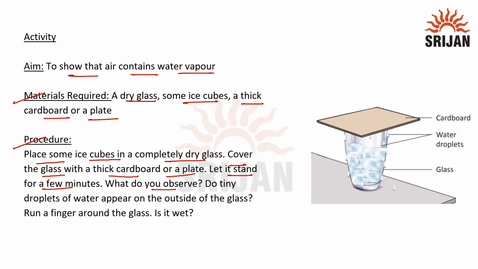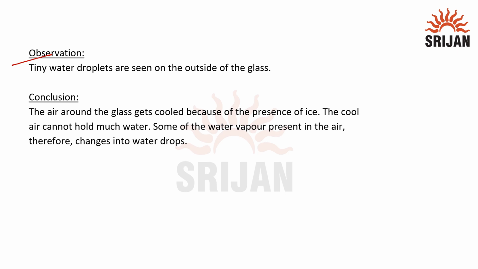What do you observe? Do tiny droplets of water appear on the outside of the glass? Run a finger around the glass. Is it wet? So here we can see a glass is filled with ice cubes and we can see that droplets are there on the outside of the glass. So we can observe tiny water droplets on the outside of the glass, from which we can conclude that the air around the glass gets cooled because of the presence of ice, and cool air cannot hold much water, and some of the water vapor present in air therefore changes into water drops.